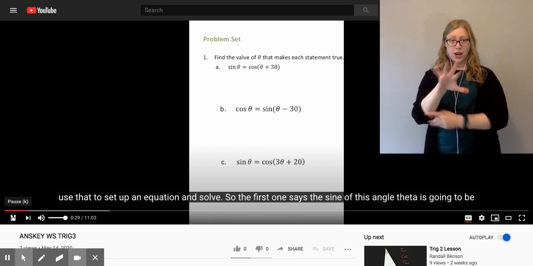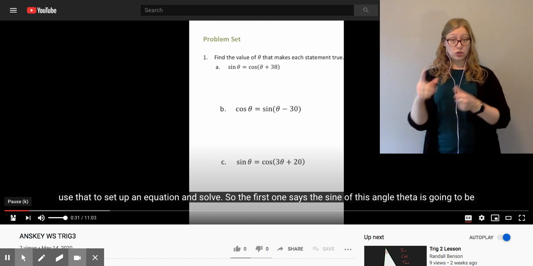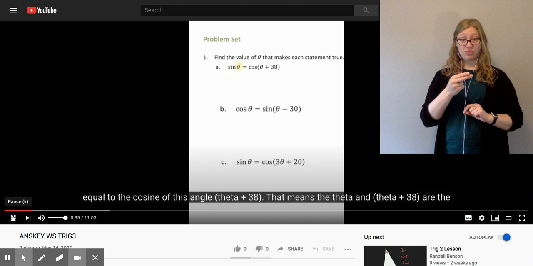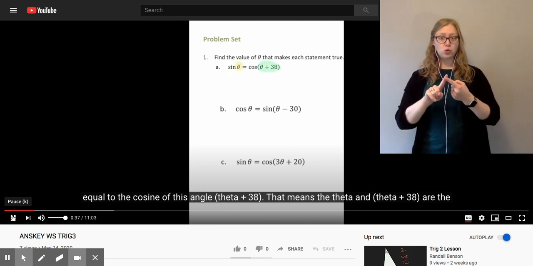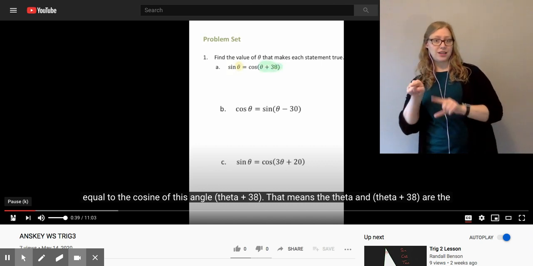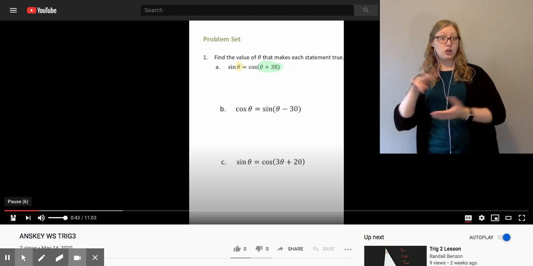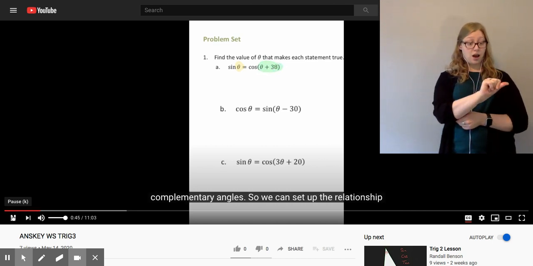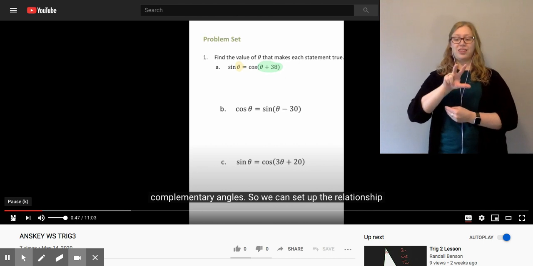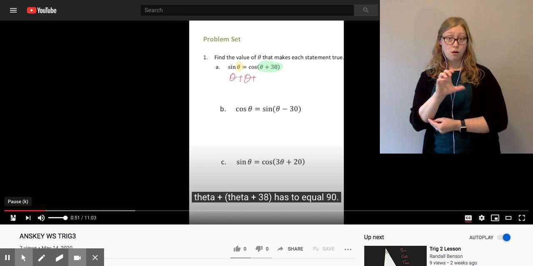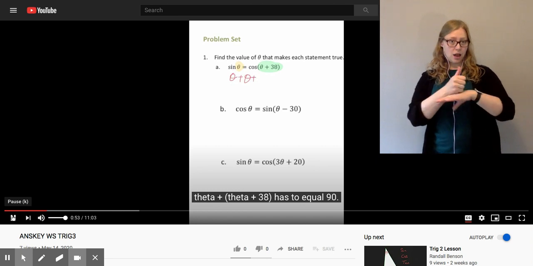So the first one says the sine of this angle theta is going to be equal to the cosine of this angle theta plus 38. That means that theta and theta plus 38 are the complementary angles, so we can set up the relationship theta plus theta plus 38 has to equal 90.